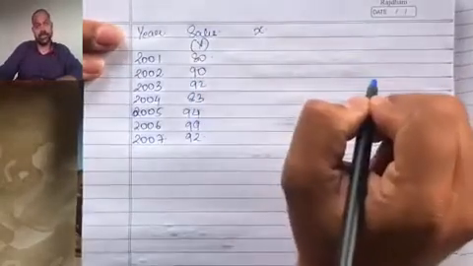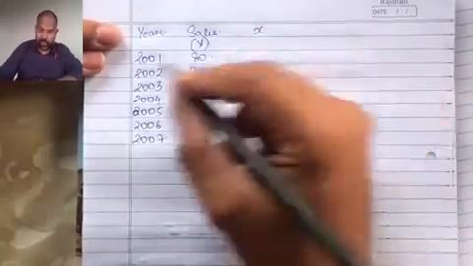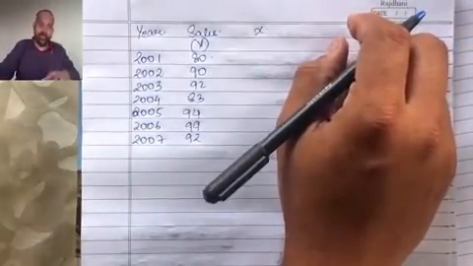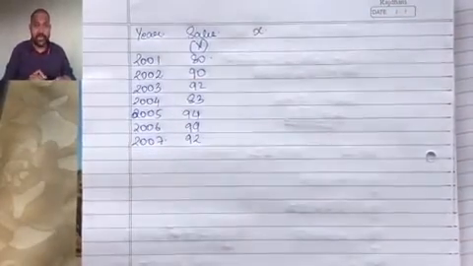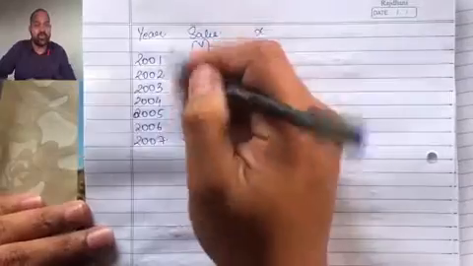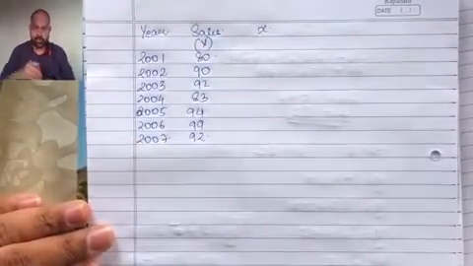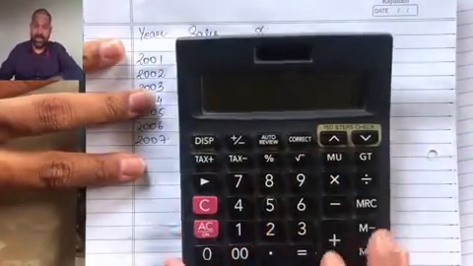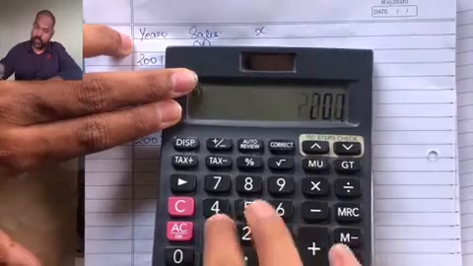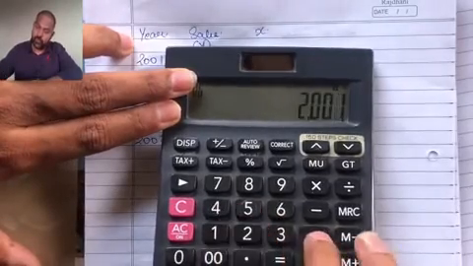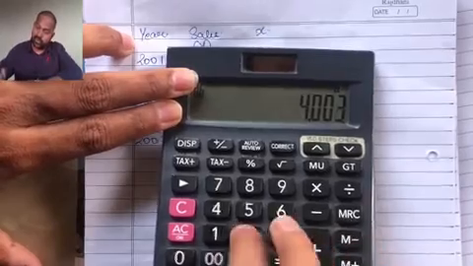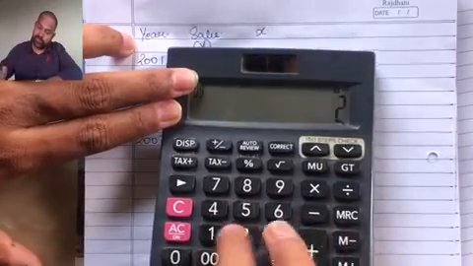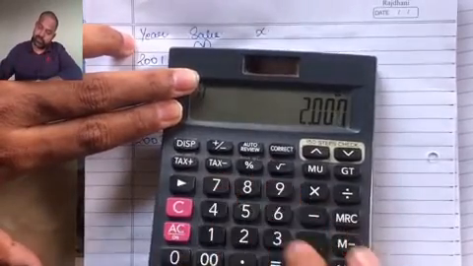Remember when I said let the sales be y, but don't take year as x. Create your own x. How? By subtracting 2000 from everyone. But that's okay. Now don't subtract 2000. Subtract a different value. What is this value? This value is the average of the years. What do you mean by average of the years? Take a total, take an average, and that should be your answer. So let's take an average. 2001 plus 2002 plus 2003 plus 2004 plus 2005 plus 2006 plus 2007.